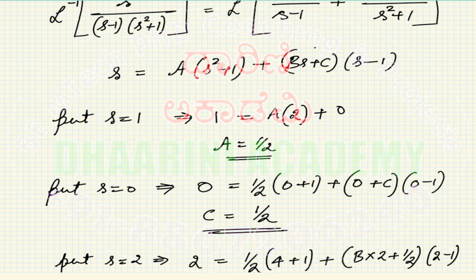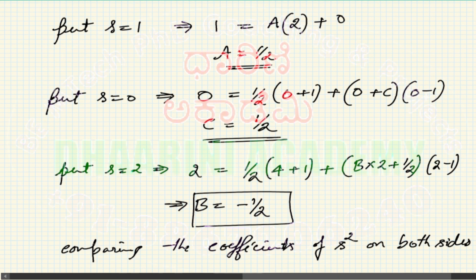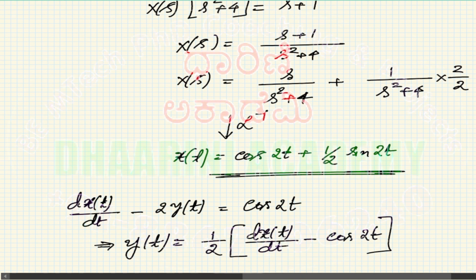On the left hand side, I don't see an s square. Then that's a 0, correct? Okay, so that means left hand side is 0. 0 equals to what are the coefficients you have on the right side?